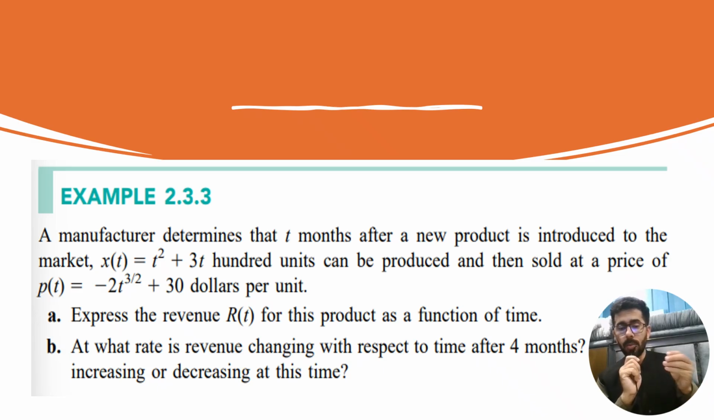Now we have price, we have total quantity. They are asking us to find the revenue. We know revenue is price times quantity. We will multiply both of the functions. That's good. Second, at what rate is revenue changing?